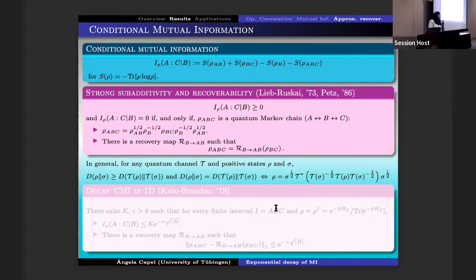Hi, thanks for the great talk. You say that these results hold for translation invariant Hamiltonians. I was wondering if you had any thoughts about whether or not it would also generalize to non-translation invariant ones? That would be great. We don't really know. We don't really know.